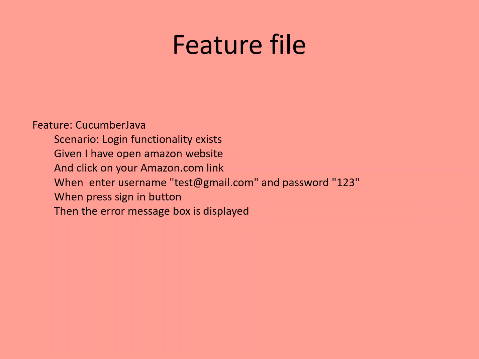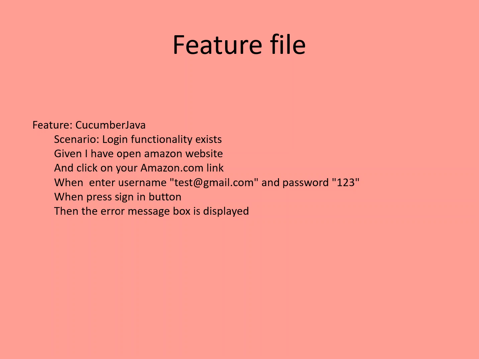As I have mentioned, we have the feature called Cucumber Java. Then we have the scenario, login functionality exists. So what is that scenario? They have mentioned there is a given, I have opened Amazon website and click on your Amazon link. When user enters something, then press sign in button, then some error message is displayed. The last then is used for validation. So this is the feature file.